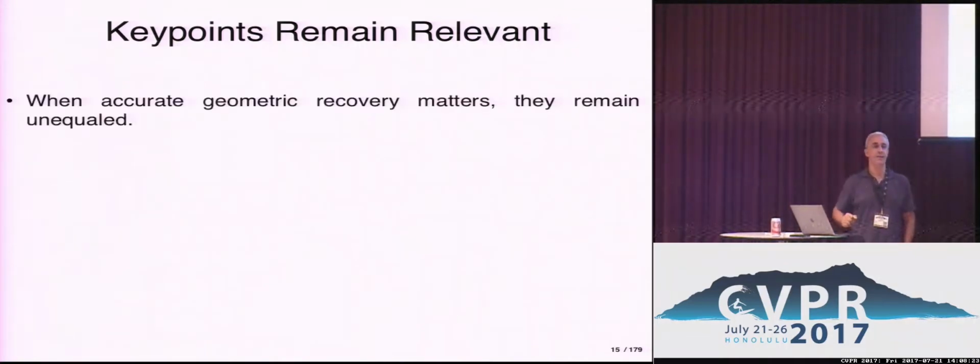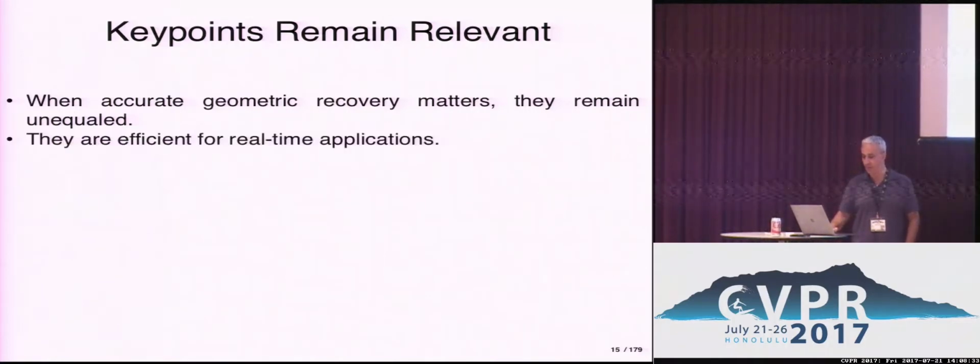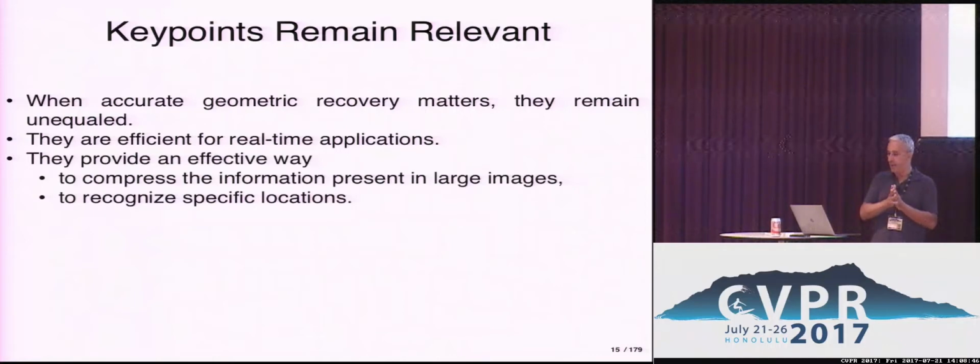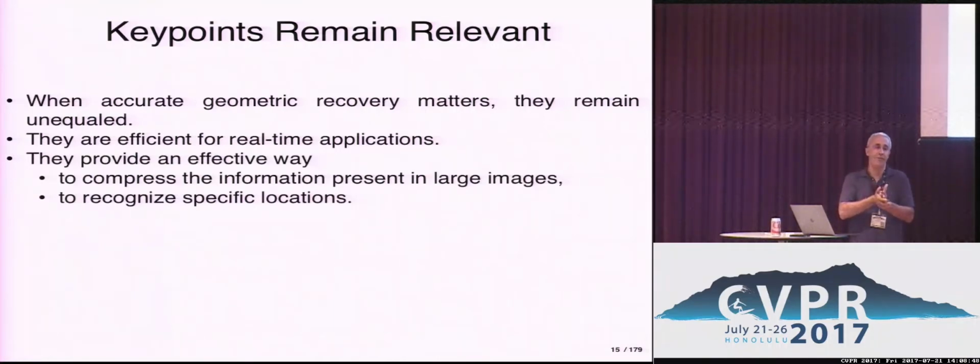So when you need accurate geometric estimation, it's nice to have precise locations in images to do things like bundle adjustment or SLAM. Key points are good for that. They are very efficient for real-time applications because essentially they allow you to consider only a very small relevant part of the image. They provide an effective way to compress the information in the image.